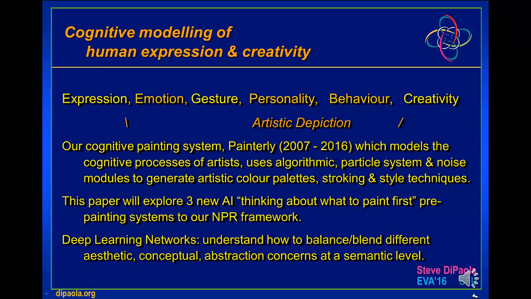So we want to put these systems on top of our painting system, which is called Painterly, and we have several papers on it. And it tries to model the cognitive process of artists using algorithmic particle systems, noise modules, but mainly understanding the deep creative way that painters paint. But with these three new techniques, we want to add these thinking about what to paint first before you actually go. So it's a pre-painting system.